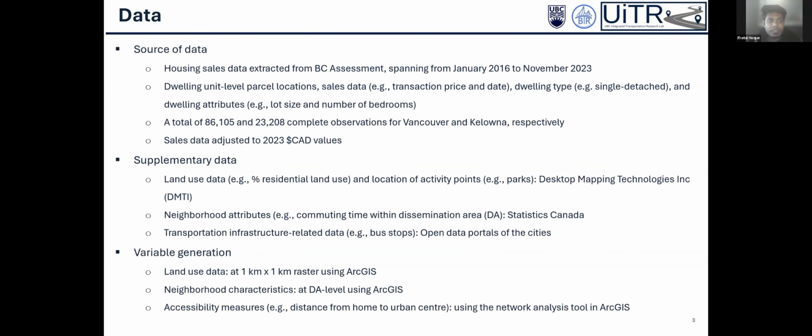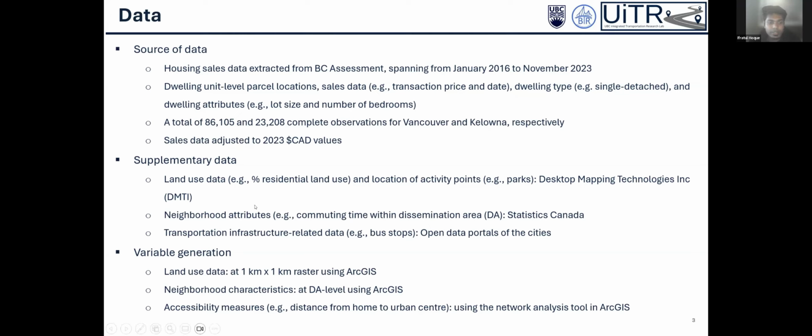So I have just listed some data sources here. I will not go through all of them, but some of the key data sources include the BC Assessment, which is a huge list of all the houses being sold inside British Columbia, and the dwelling unit level parcel locations for all the houses. Sales data for comparison have been adjusted to 2023 Canadian dollar values, and supplementary data includes land use data, neighborhood attributes, and transportation infrastructure related data. All of them are collected from publicly available data sources.